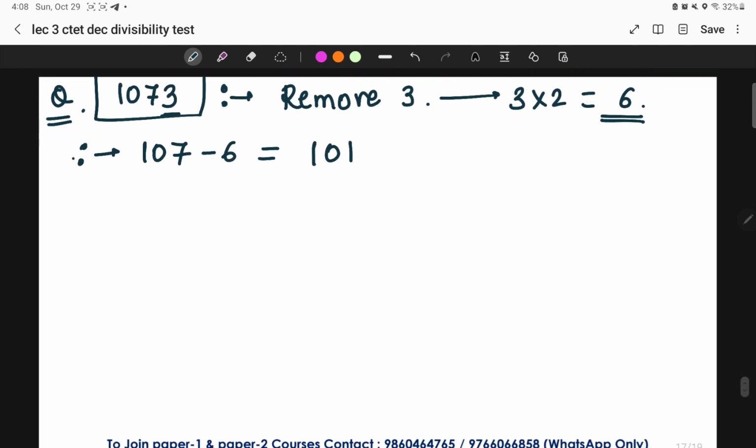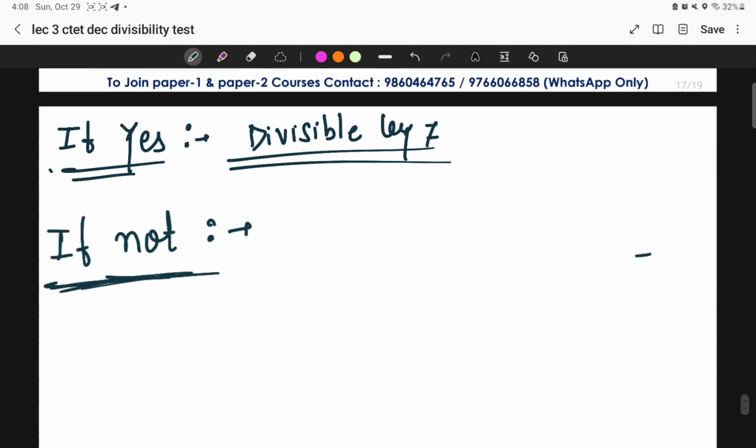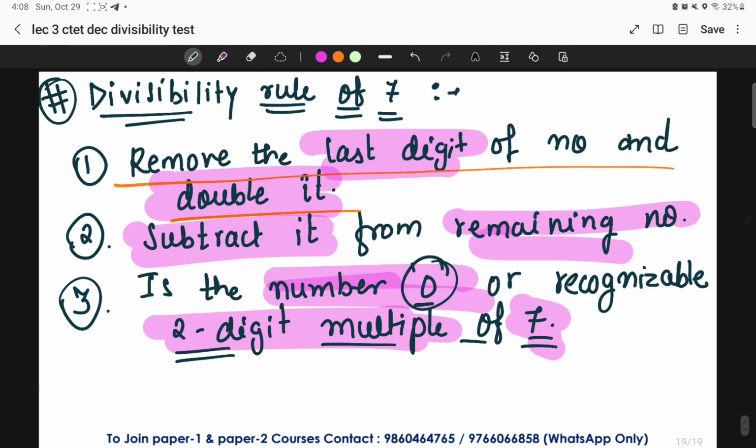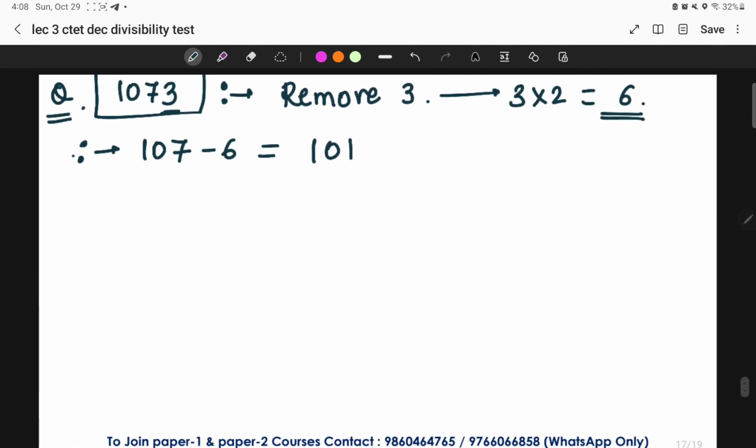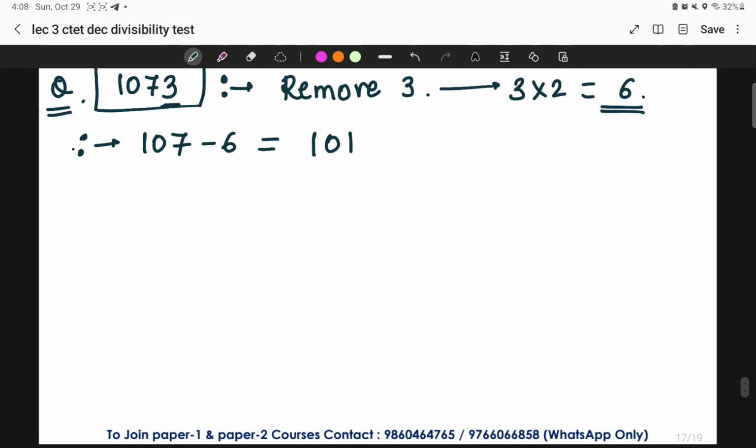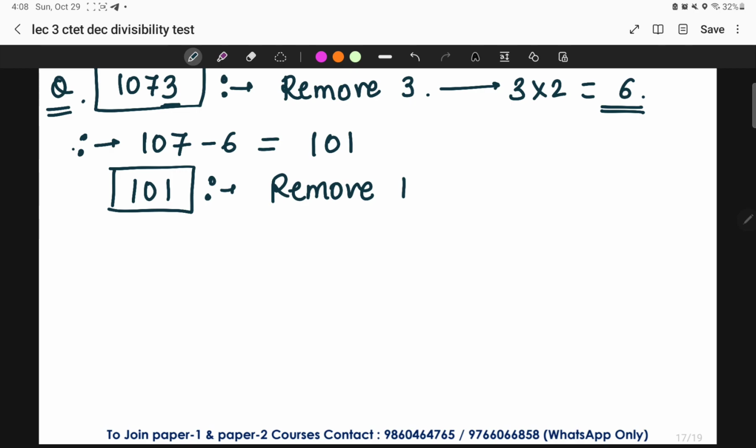Moving on to step number 3. We have done step number 2, but did we get 0 over here? No. We have not even got a multiple of 7 or a 2-digit multiple of 7. So we are going to repeat this step again. From 101, we will remove the last digit, that is 1. After removing 1, I'll double it again. 1 into 2 gives me 2.